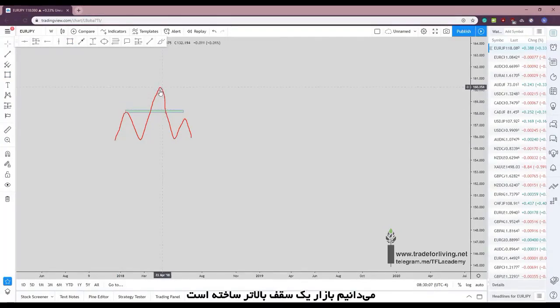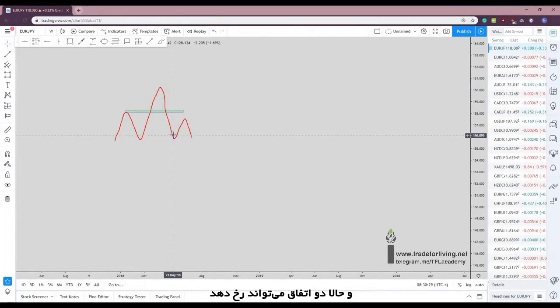We know that the market has created a higher high, so by definition the market is now in an uptrend, plus we also know that the previous resistance is supposed to become support. So what we know is that from this area the market is supposed to start the next impulse to the upside. However, this doesn't happen and the market breaks this area back below.